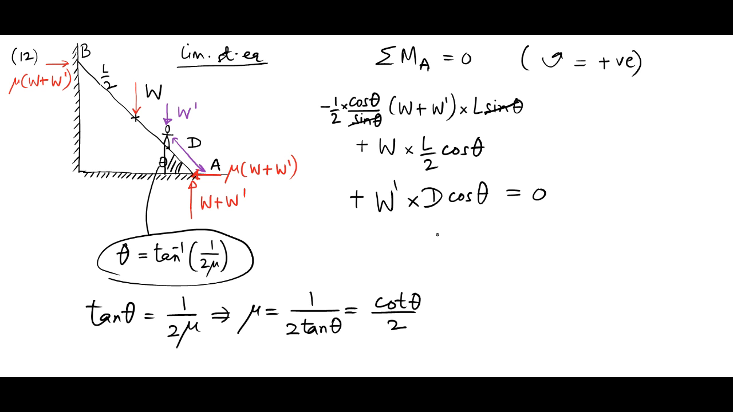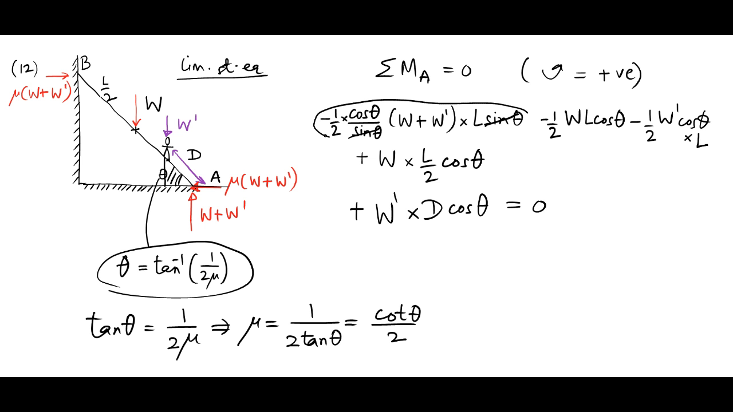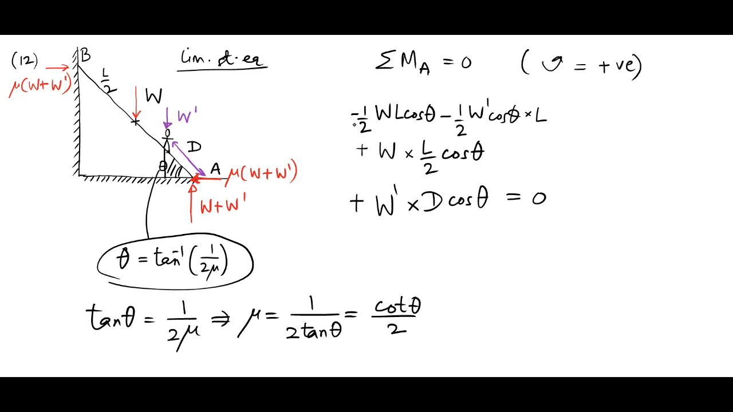I just expand the bracket. Minus half of w cos theta, or wL cos theta, and there's another minus half w dash into cos theta, and of course it's multiplied by L, I forgot that. So that's the expanded form of this. I'll just replace it like that, and then you see that this term cancels with this term.